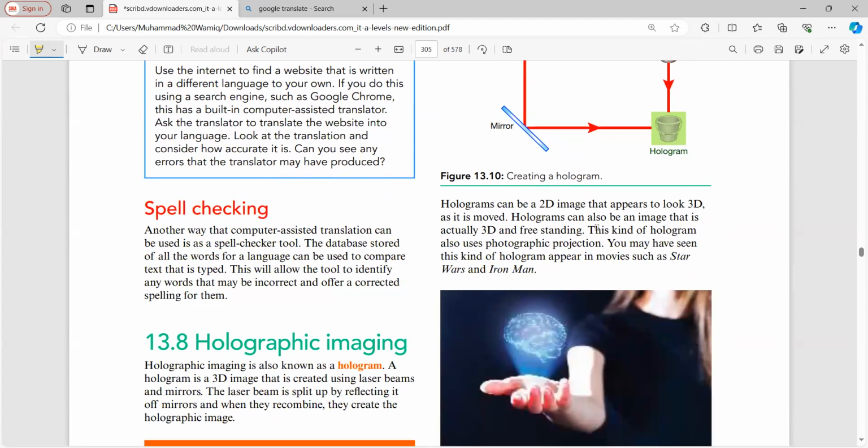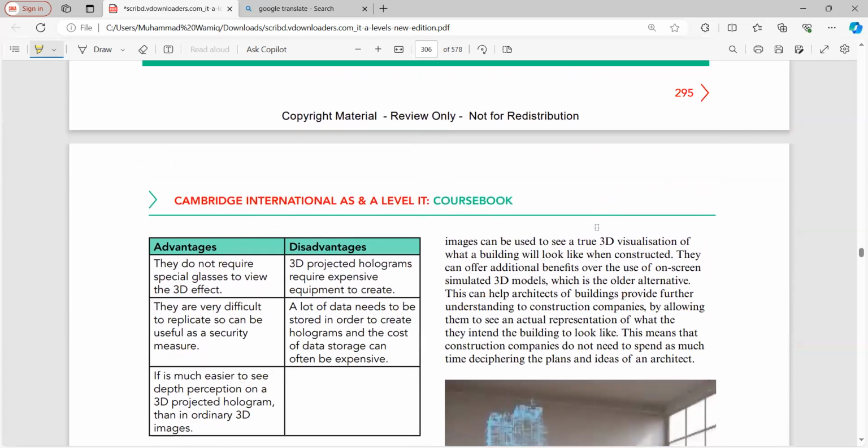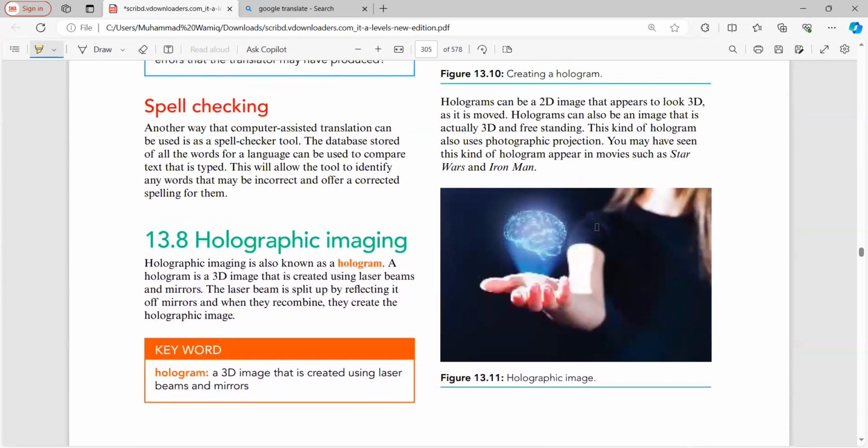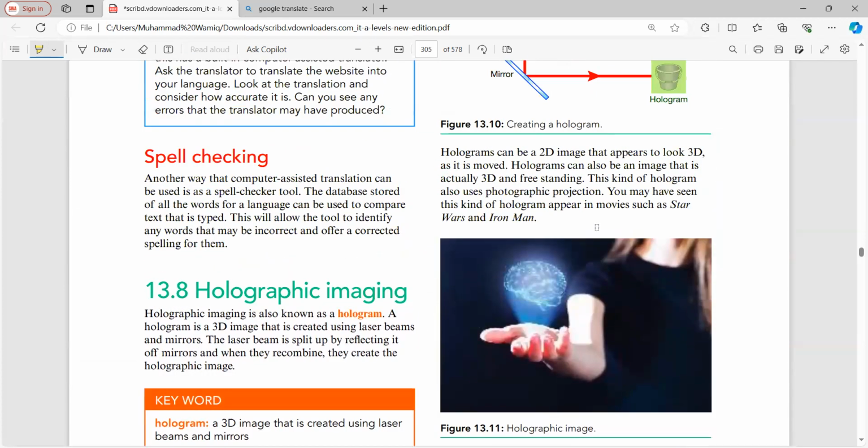Spell check is one of the methods to check whether you are writing the correct spelling or not. So the basic concept of these terms should be clear. You do not need to study them in depth. But the advantages and disadvantages, and all of the things that I'm going through, are important.